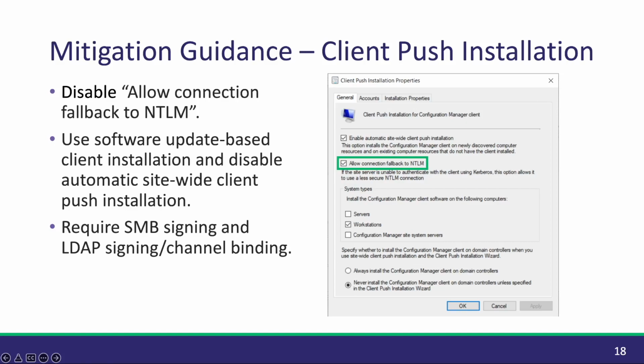You can also require SMB signing on endpoints to prevent the relayed credentials from being used. Same thing with LDAP and LDAP channel binding and signing being required on systems like domain controllers to prevent privilege escalation attacks from occurring with the relayed machine account credentials from a site server.